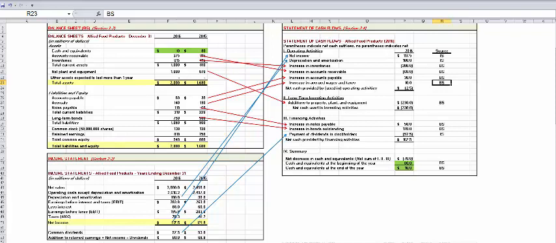Looking at the big picture, there are three sections: operating activities, long-term investing activities, and financing activities. Starting with net income and adding or subtracting the sources and uses of cash yields the change in cash from the previous year, which should agree with the balance sheet.